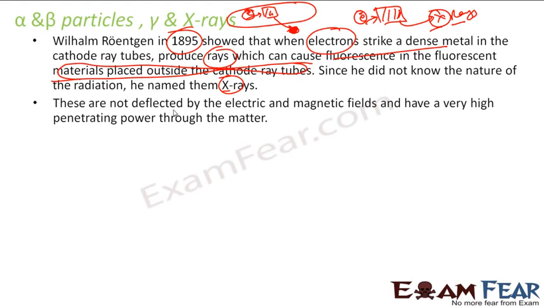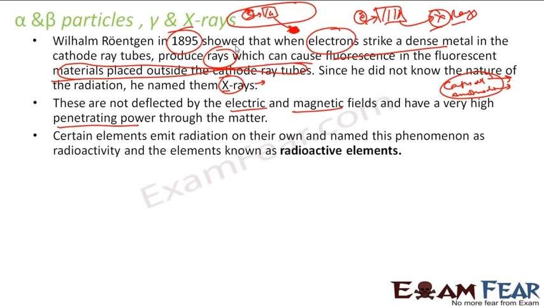He did further investigation on the X-rays. He found that they are not deflected by electric or magnetic fields, and they have very high penetrating power. They can penetrate a lot of materials. Unlike the cathode rays and anode rays discovered by that time, which are impacted by electric and magnetic fields, X-rays are not deflected. See, they crossed the glass and impacted the fluorescent material placed outside the cathode ray tube.